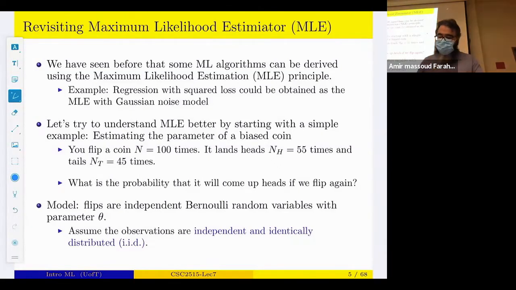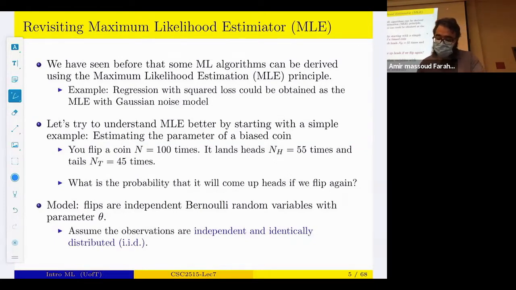So let's start with something simpler. Suppose you have a biased coin, which if you throw it, you get either a tail or head. The probability of, say, tail is some theta, which you don't know, and you want to estimate it. You want to know whether it's 0.5, which makes it a fair or unbiased coin, or it is 0.6 or 0.7 or 0.9, which makes it an unfair or biased coin.